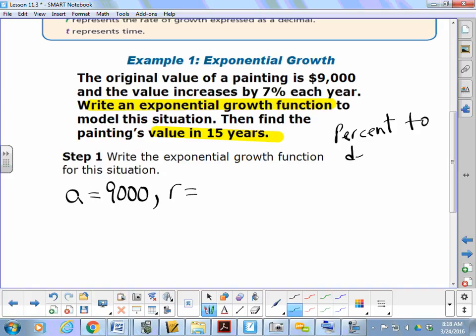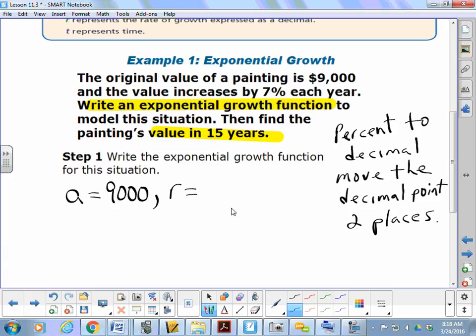Don't forget, when we change percents to decimals, we move the decimal point 2 places. So R in this case is going to be 0.07. So we have y equals our initial amount, 9,000, times 1 plus 0.07, and that's to the power of t.